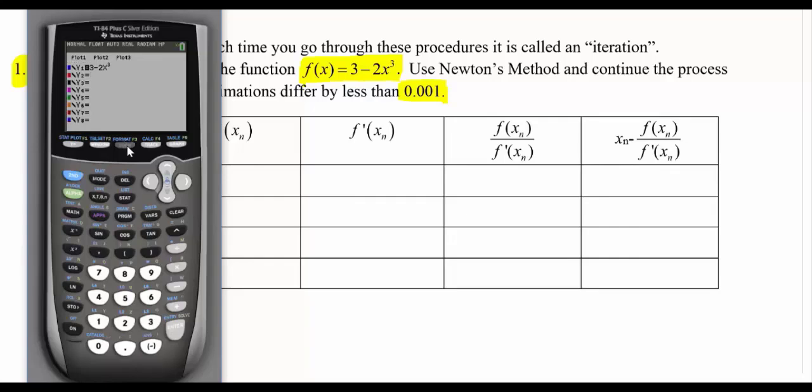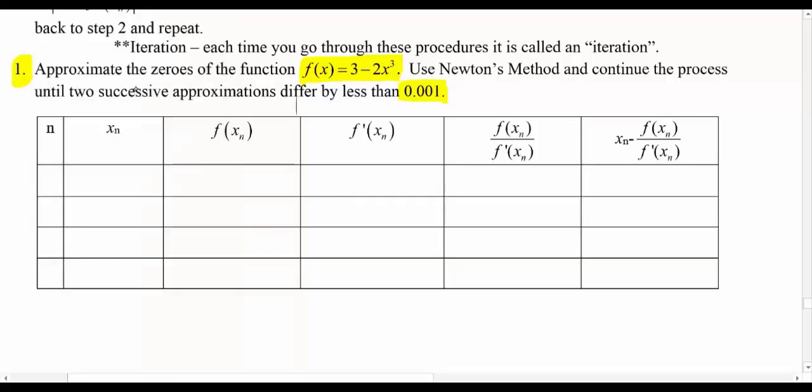And I'm just going to zoom 6 because I don't know what window I was in last. And I'm just looking for approximately where the 0 looks like it is. So this function appears like it crosses the x-axis at about 1. So I'm going to say let's let our first guess be a 1. And then I have to do a bunch of calculations.